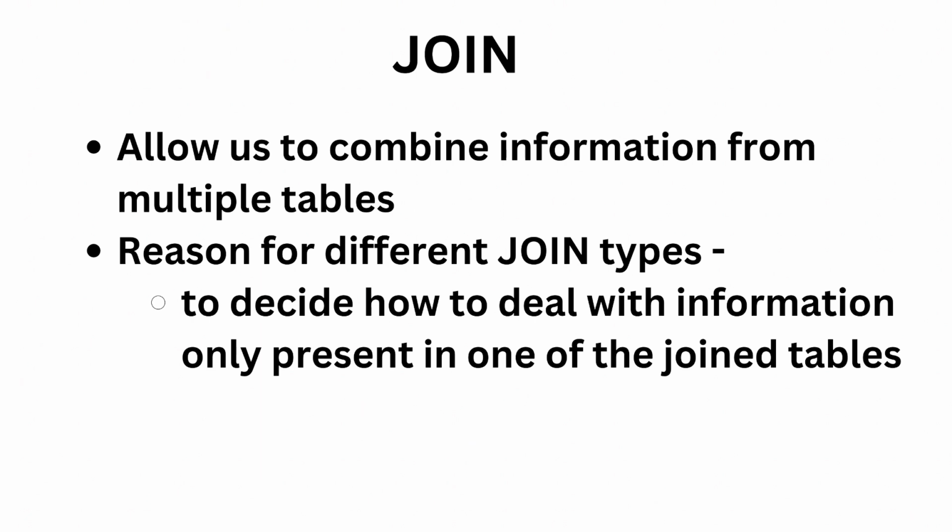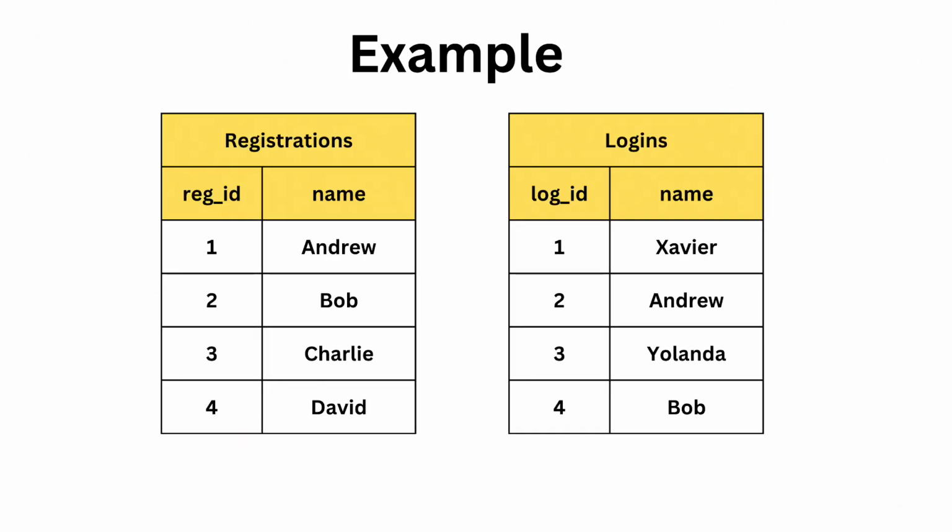Put simply, joins allow us to combine multiple tables together. Now, the main reason for the different join types is to decide how to deal with information only present in one of the joined tables. So let's begin by imagining a very simple example.